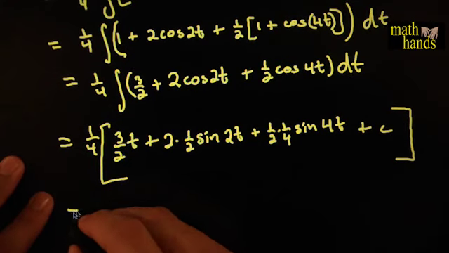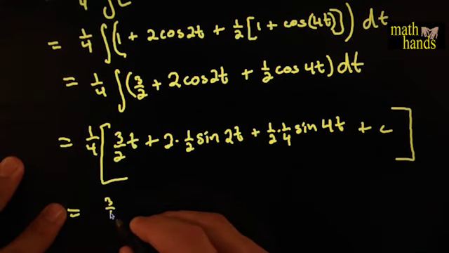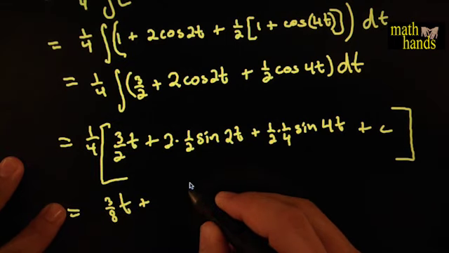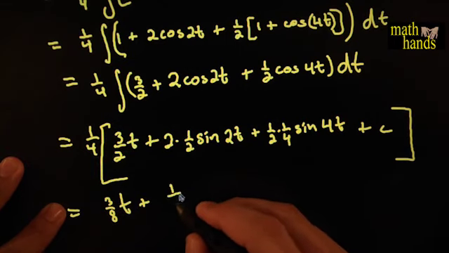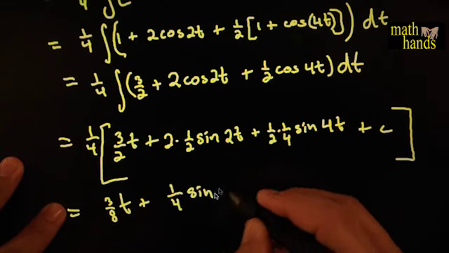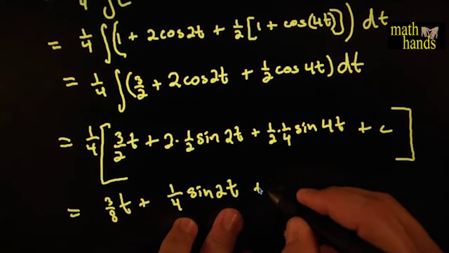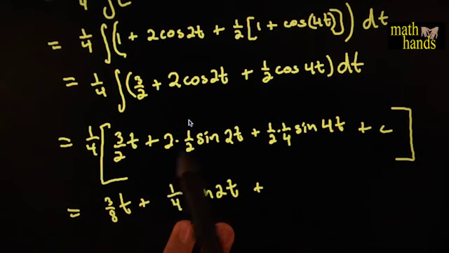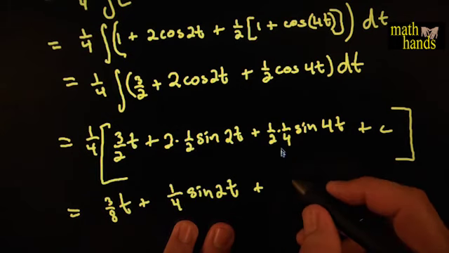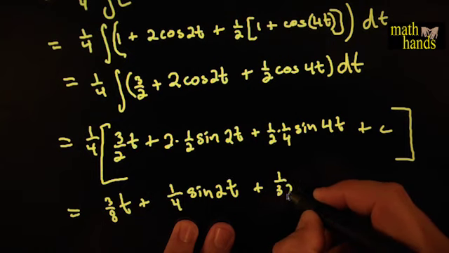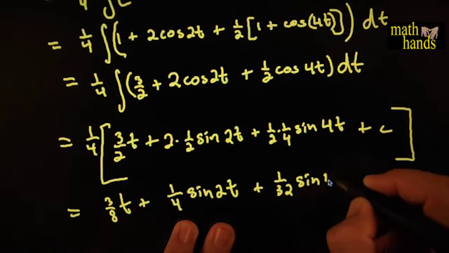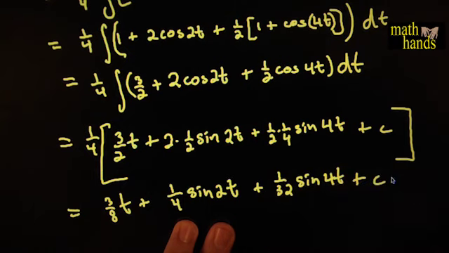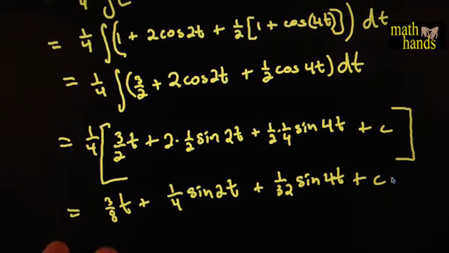That would clean up as, I distribute that, that would be 3/8 t plus 1/4 sine 2t plus, I got 1/4 here, I'm distributing as 1/4. These two cancel, so 1/4 times that would be 1/16, 1/32 sine 4t plus a constant. And there you go. Fun, huh?